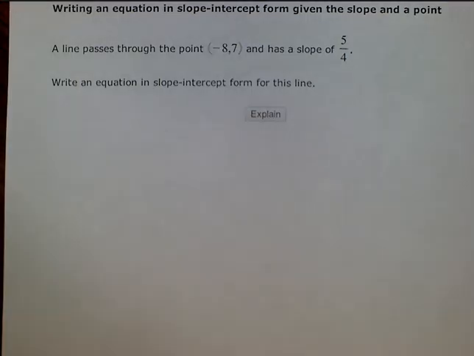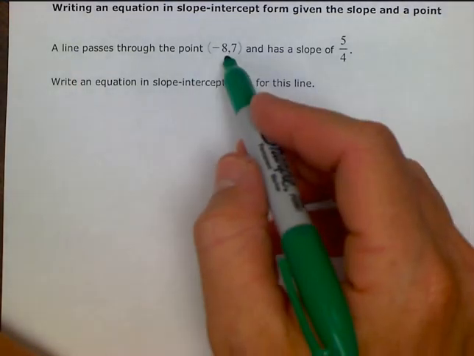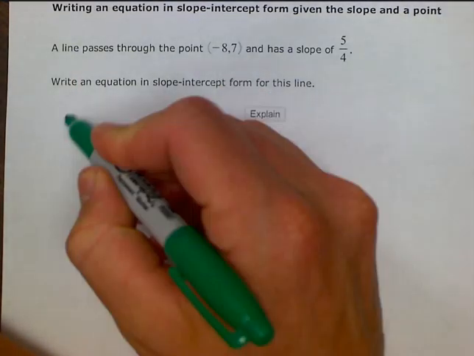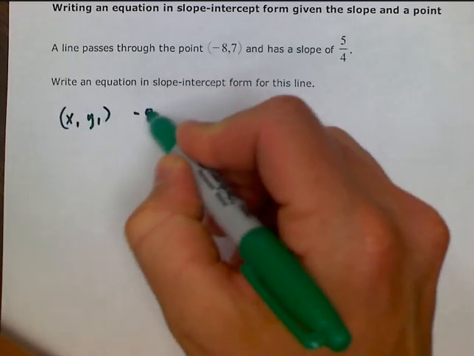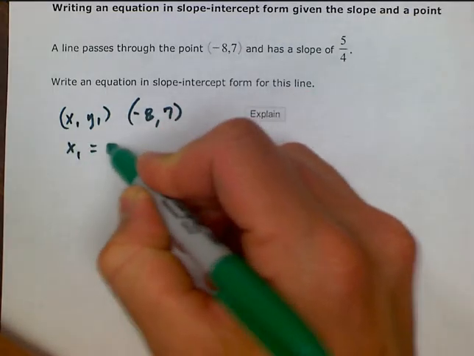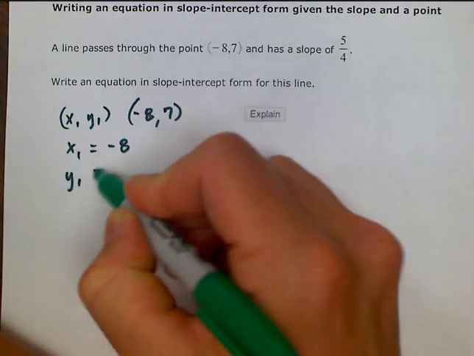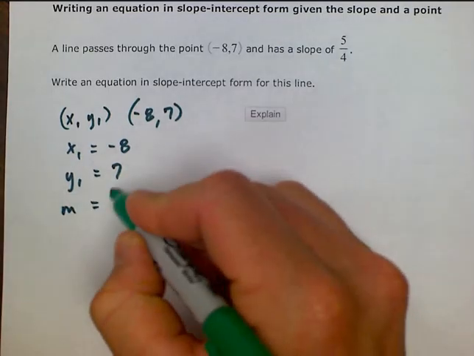So there's two ways to go about this problem. We'll go ahead and write down our important information first. We have a line that passes through the point -8, 7. So our point x1, y1 is going to be -8, 7, telling us that x1 is equal to -8 and y1 is equal to +7, and then our slope is equal to 5/4.